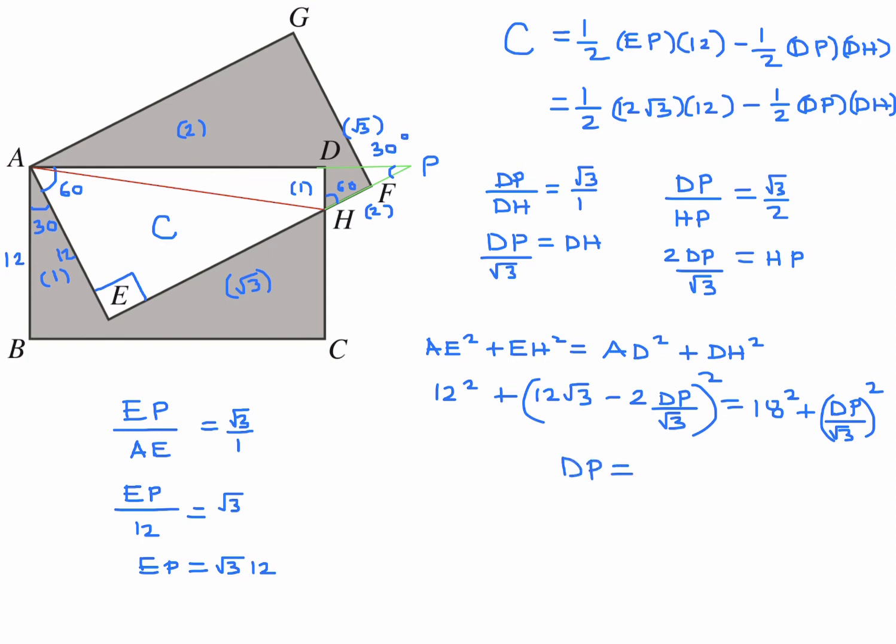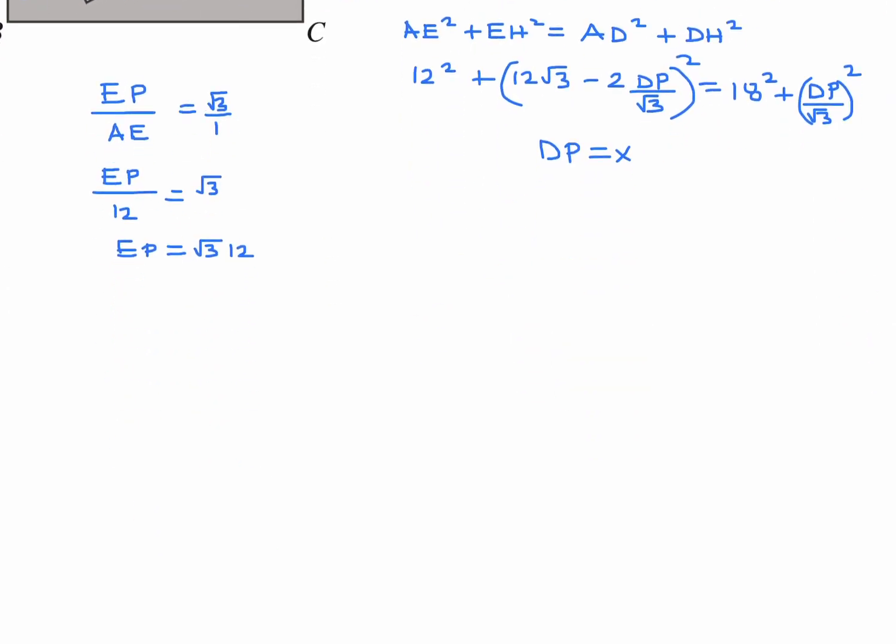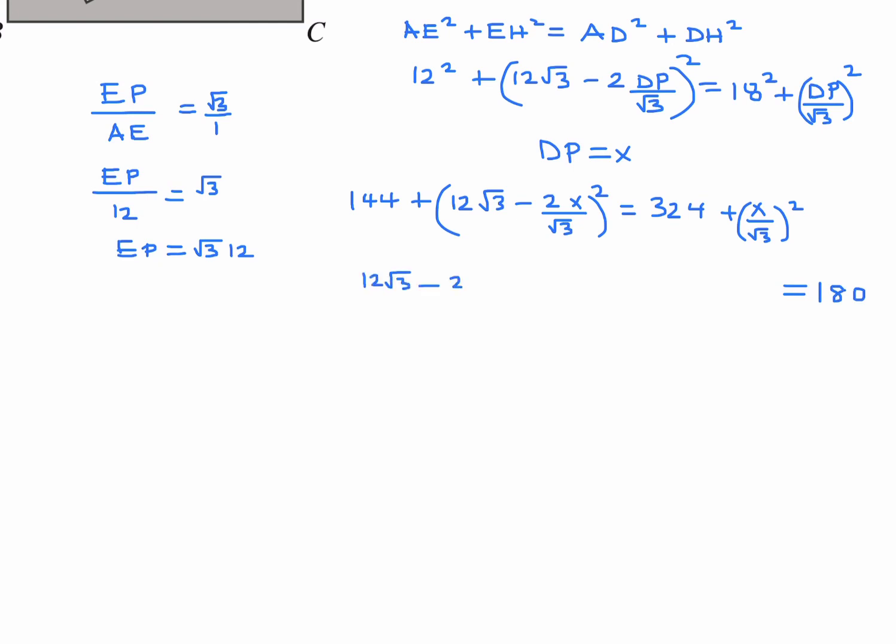So instead of writing DP every time, I'm just going to call it x, and I think that will help us out. So here we go. We got some algebra to do here. 144 plus 12 root 3 minus 2x over root 3 all squared is equal to 324 plus x over root 3 all squared. Okay, bring everything to one side, put all the numbers on one side, you get 180 over here, and if you bring all the x's over, you get 12 root 3 minus 2x over root 3 all squared minus x over root 3 all squared.